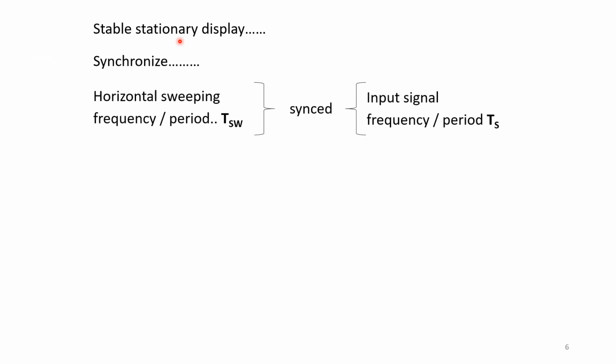In order to have a stable stationary display, we have to consider this particular phenomenon, namely synchronization. So, whenever the horizontal sweeping frequency or the period, which may be represented by TSW, is an integral multiple of the input signal frequency or the period Ts, it is said to be synchronized. So the condition is TSW should be equal to n times Ts.